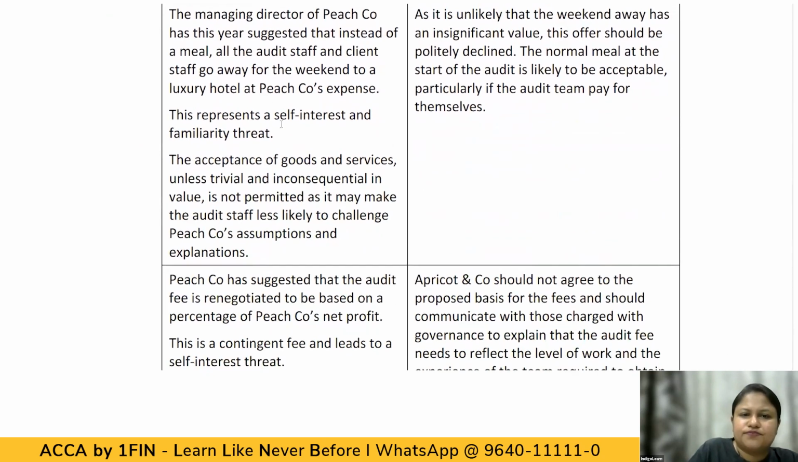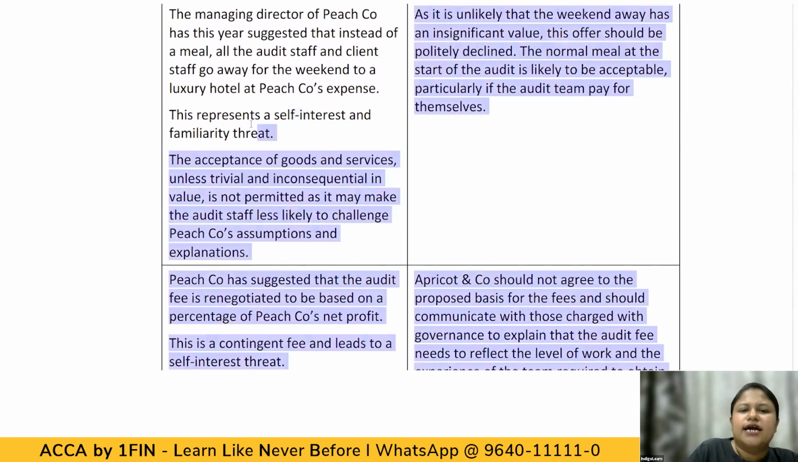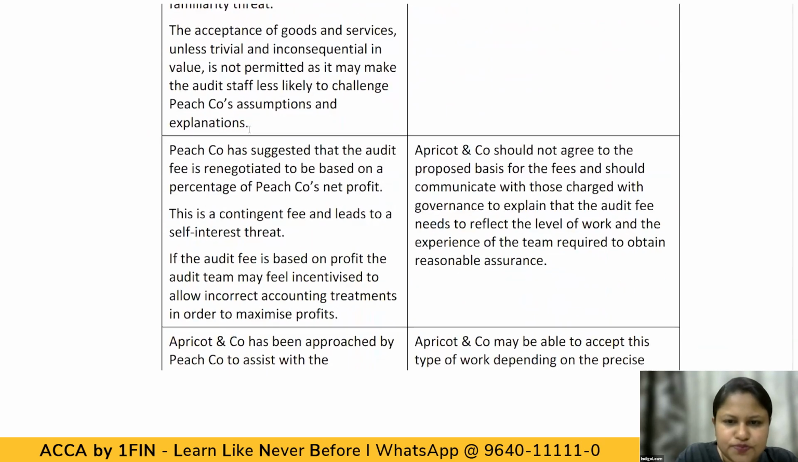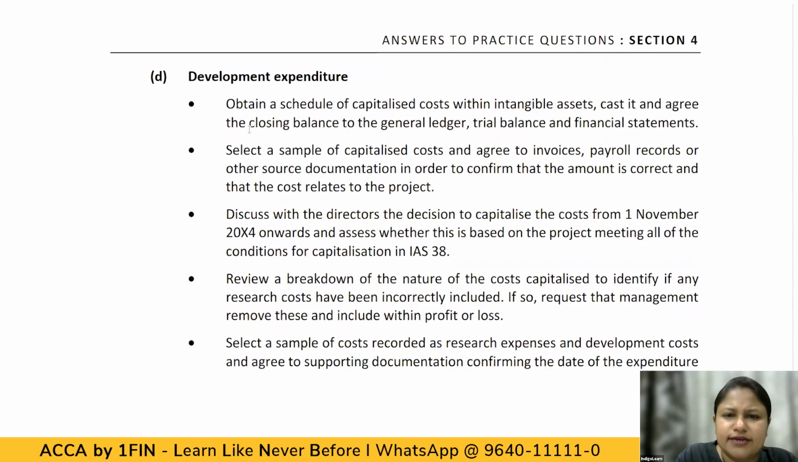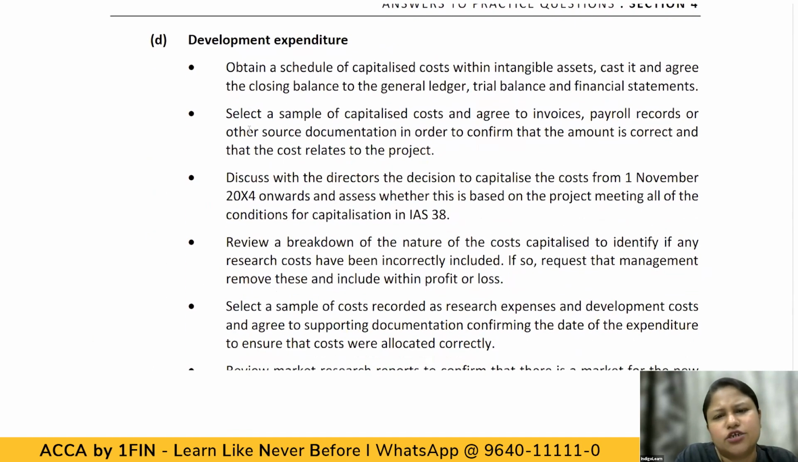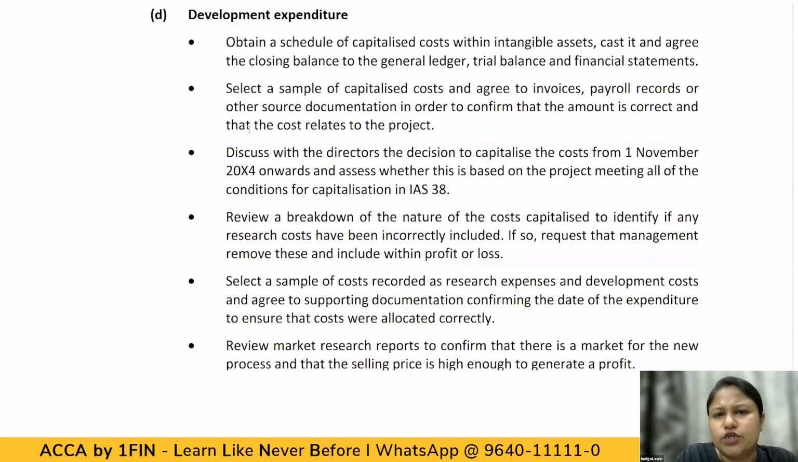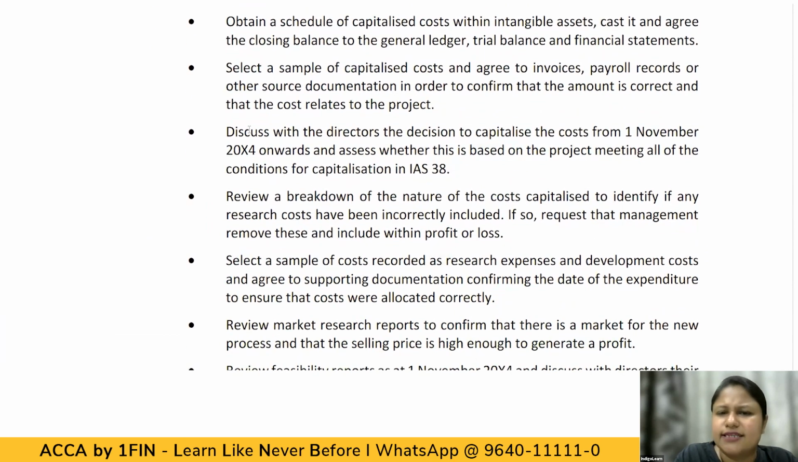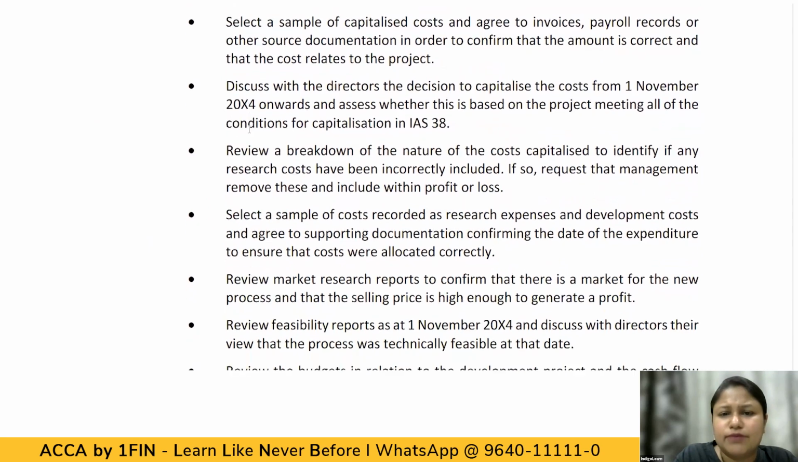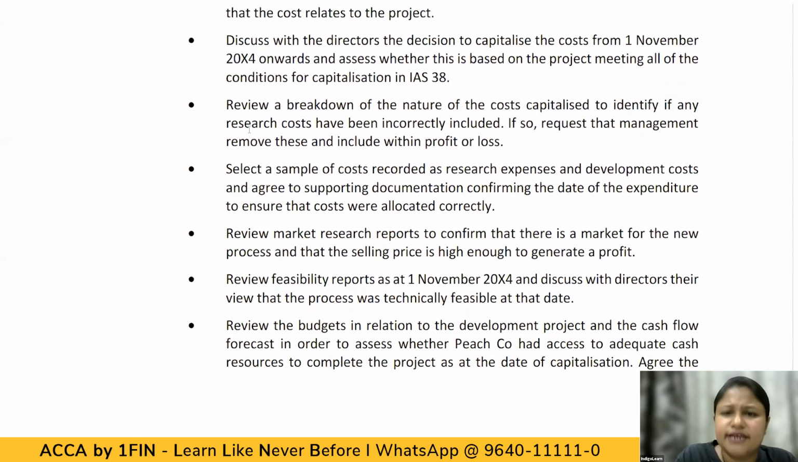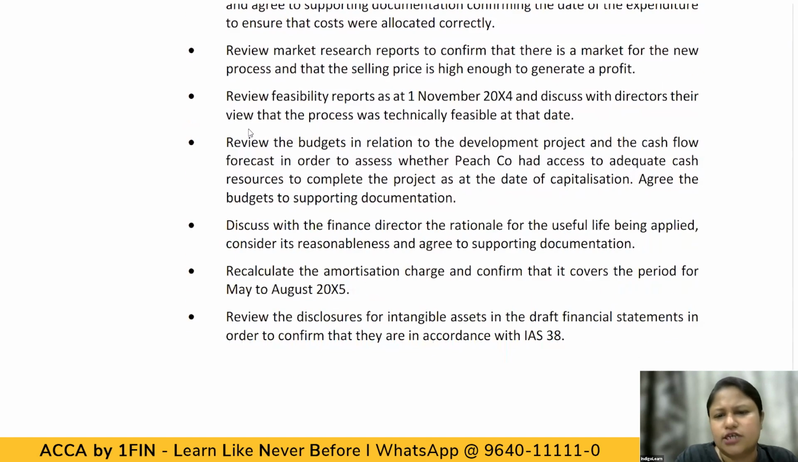Threats we identified correctly: there is a self-interest threat, a familiarity threat, and we also thought about the advocacy threat. And for substantive procedures on development expenditure, obviously you have to look into IAS 38 to identify whether it has been properly capitalized. Get the breakdown of the expenditure, pick up a sample and check whether research and development have been properly segregated. Research you bring to P&L, development you capitalize, and amortization also you have to check accordingly.